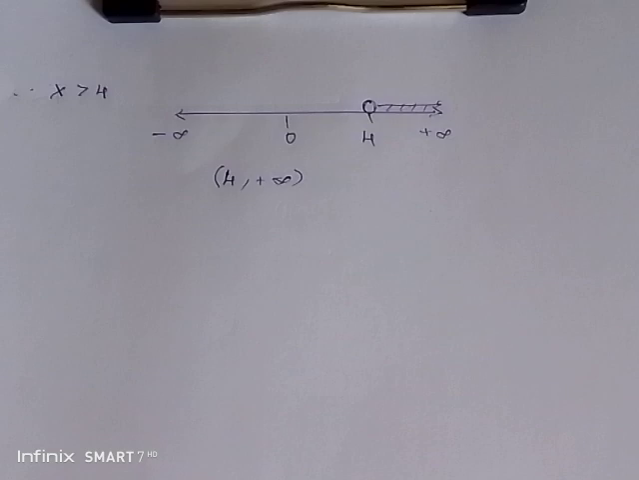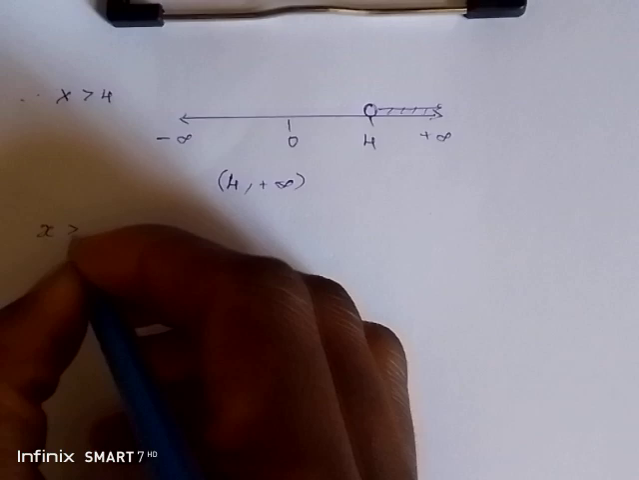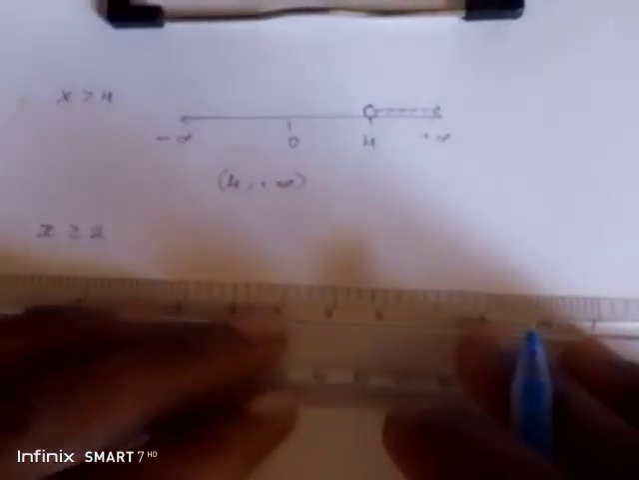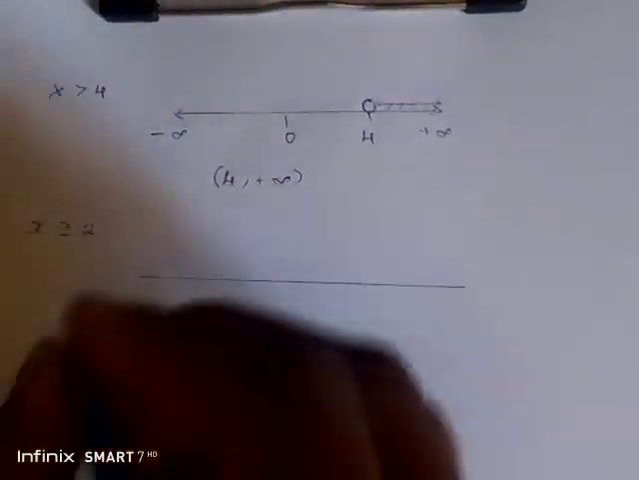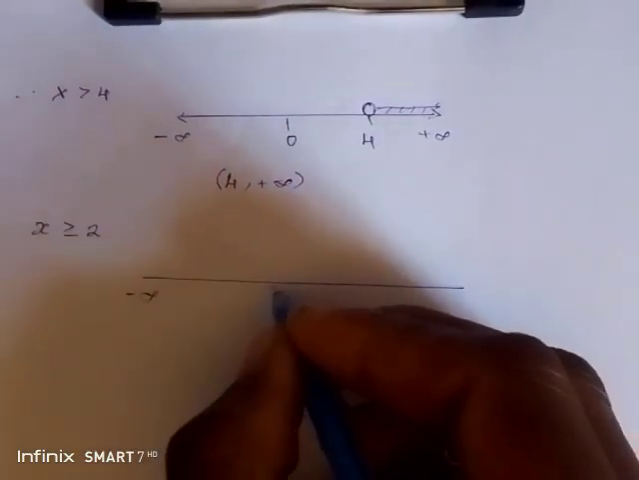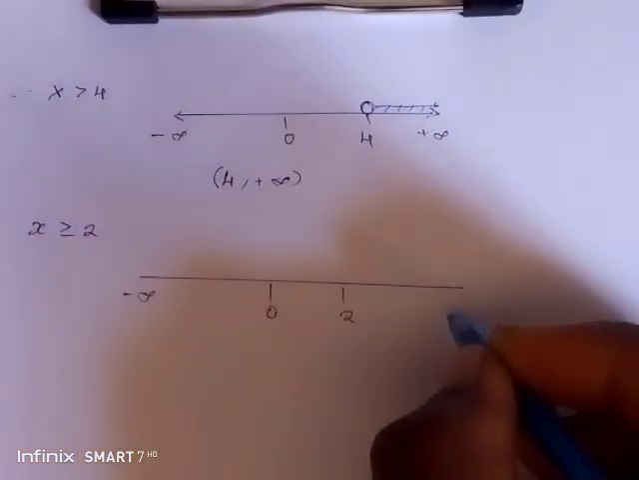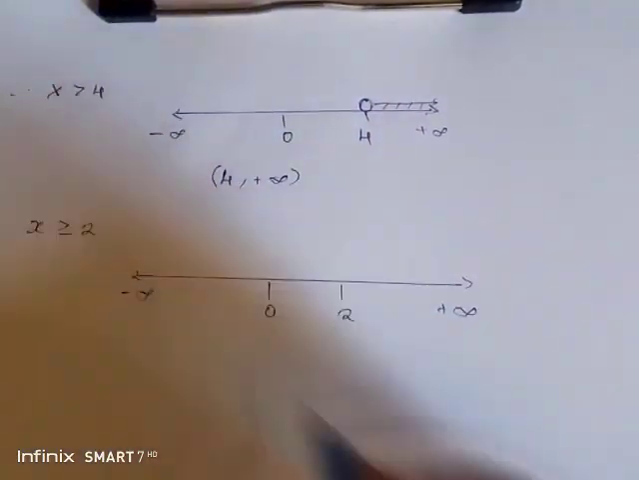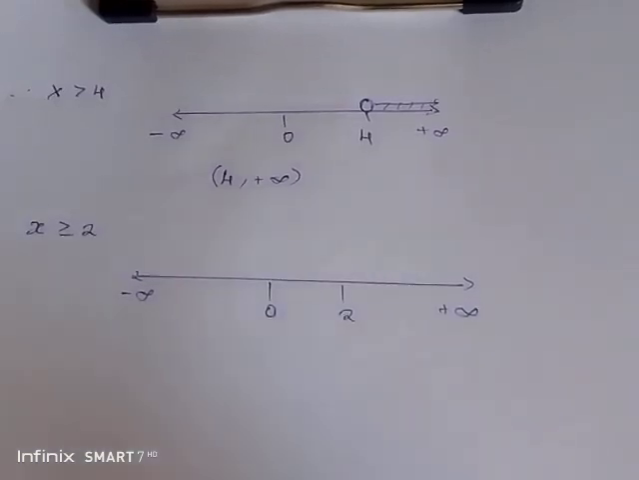Let's look at another example. If we have x greater than or equal to 2, we make a real line here, then we say this is negative infinity, then a 0 here and a 2 here, then this will go to positive infinity. Then after that, we are now going to express this on the real line.